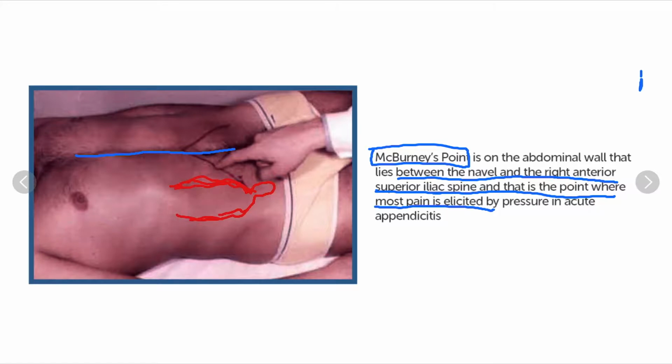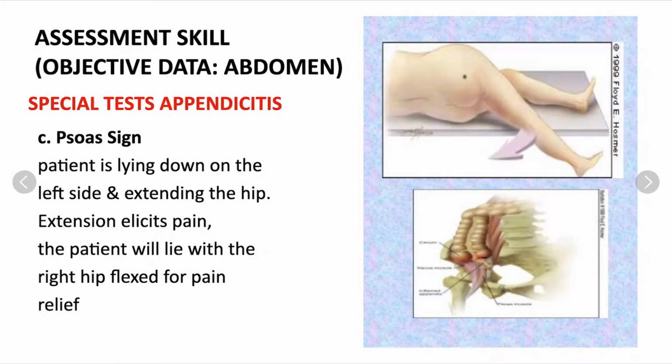So this is, I don't know why the nurse is holding it, but this is your McBurney's point. It's between the navel, this is your navel, and your iliac spine. So let's locate the iliac spine. This is the iliac crest. This is your navel and your iliac crest. This area is your McBurney's point, the most painful area for acute appendicitis. Okay, so it might show up in a quiz, so just remember this one. Okay, let's move on to the next test.